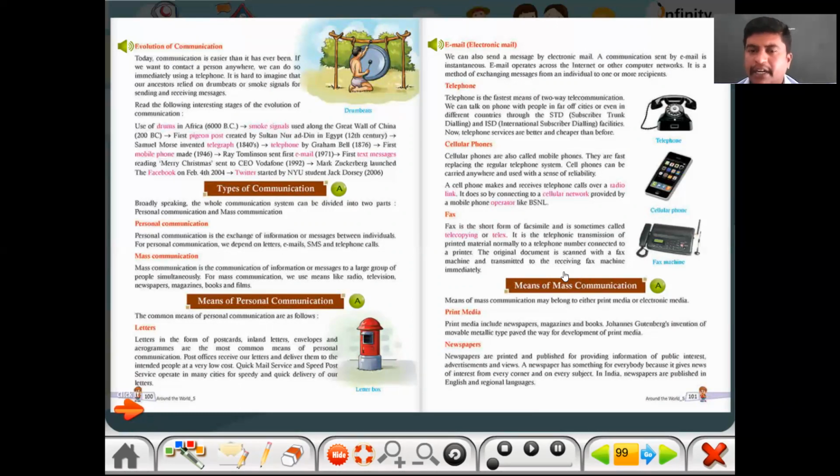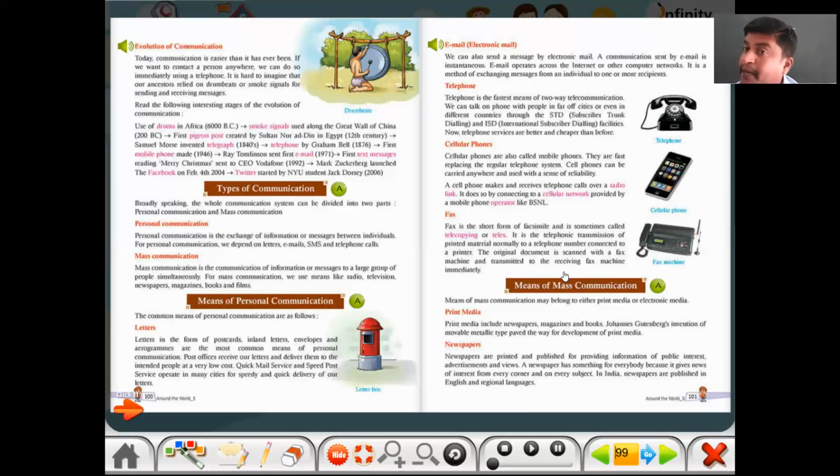Now, print media. Dear students, print media includes newspapers. Which are the best examples of print media? Can you tell me? When you wake up from the bed, what do you do? Your parents will have a cup of tea with the newspaper. Am I right, children? Newspapers are the best example of print media.